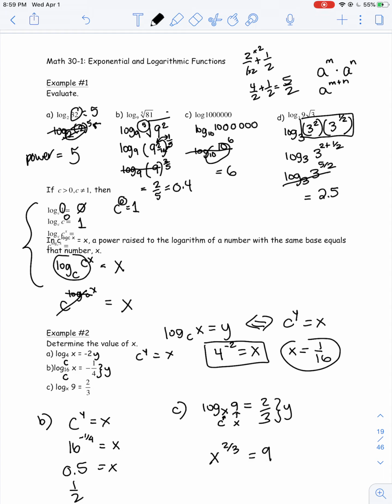The reason is the 2's will cross each other off, the 3's will cross each other off, leaving you with x to the power of 9. X equals 9 to the power of 3 over 2. If you put that into your calculator, you should get 27 as your final answer. Okay, so that is how you transfer a logarithmic function into an exponential function.